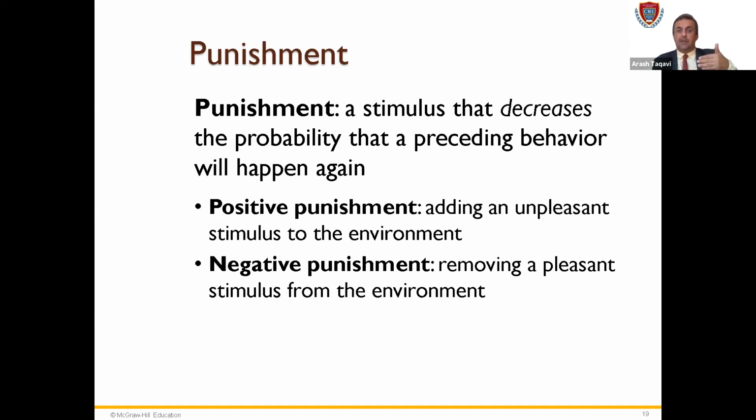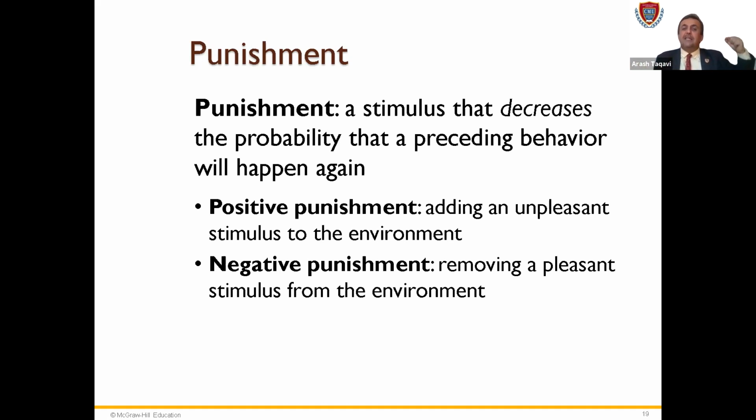I don't like your behavior. Because of that, I will decrease the recurrence of my preceding behavior in the future. Why? Because I know that you will, for example, physically attack me. And negative punishment is removing your pleasant stimulus. When I cut, for example, the extra money you can receive from me next month, I say, no, I will not give you anything next month. I will punish you, but it is negative punishment. Negative punishment is when I remove your desirable, pleasant stimuli.